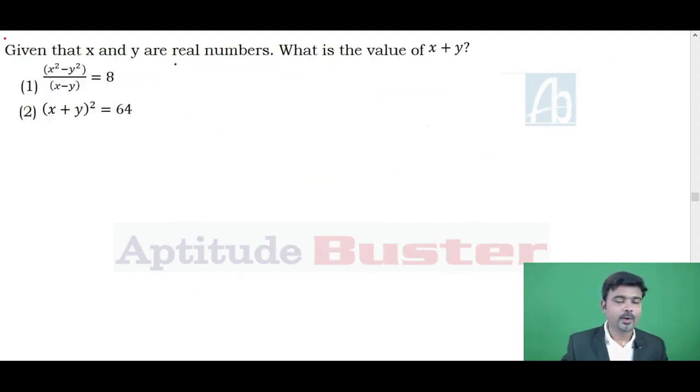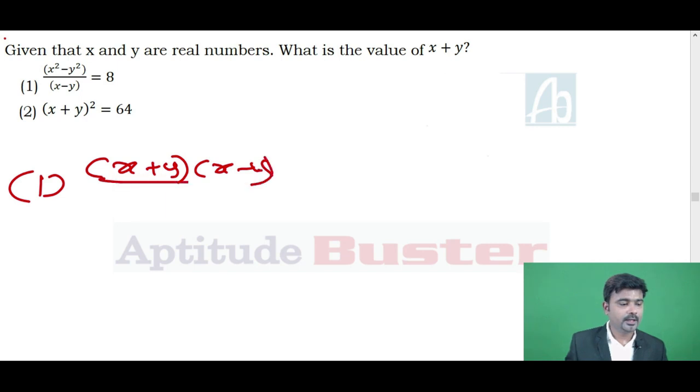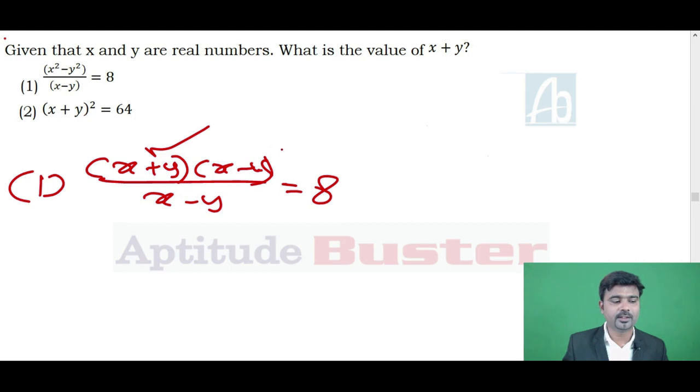Given that x and y are real numbers, what's the value of x plus y? First statement, x squared minus y squared divided by x minus y equal to 8. Second statement, x plus y whole squared equal to 64. Take the first statement. First statement can be written as x plus y into x minus y divided by x minus y is equal to 8. Can we get the x plus y value? Yes, using the first statement we can get the x plus y value. The reason is x minus y gets cancelled.